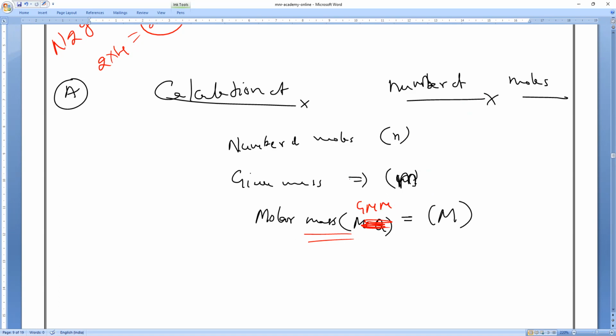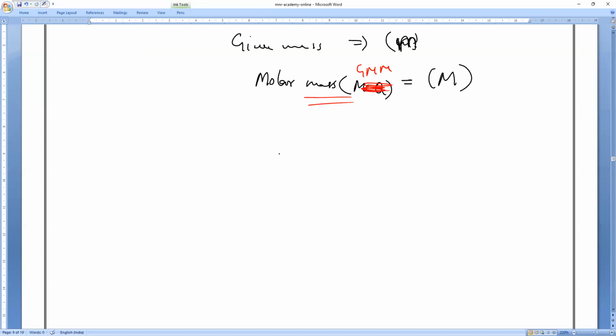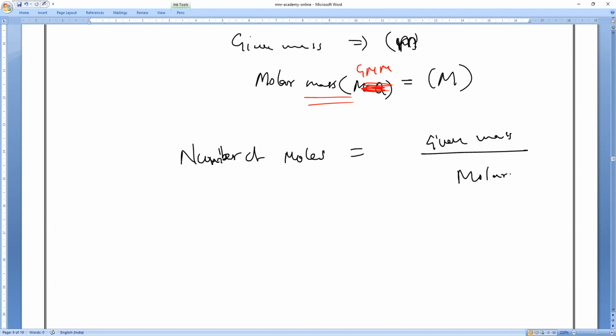So the formula for calculating n, what is the formula? You know, everybody? Number of moles is equal to given mass divided by molar mass. Understood? So number of moles is small n, given mass is small m, molar mass is capital M.